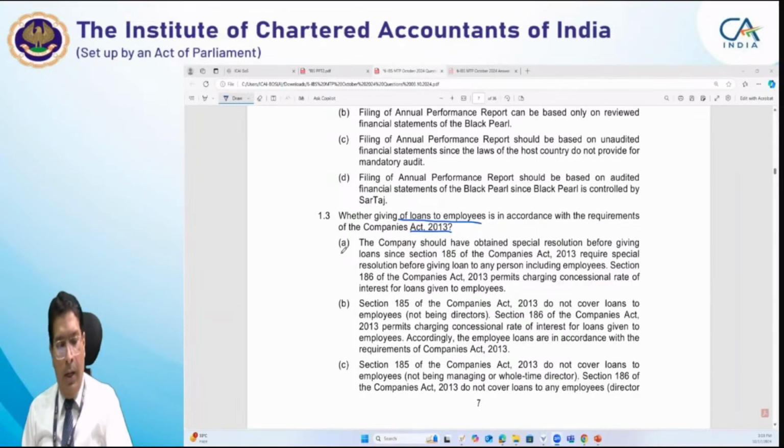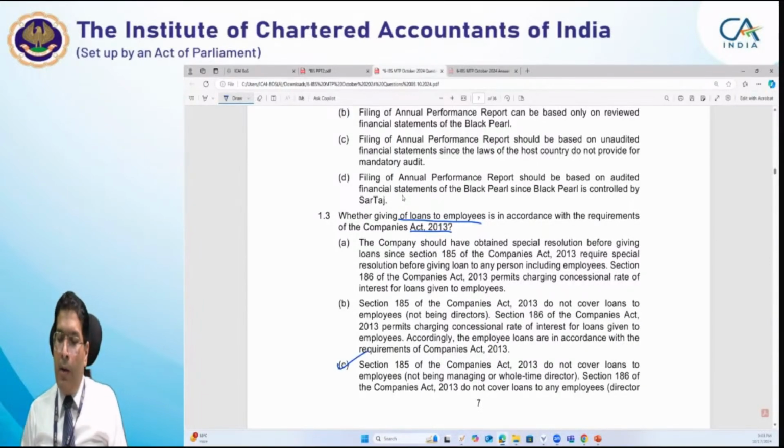Section 185 covers loan given to directors and any person in whom any director of the company is interested. Therefore, it is not for employees. Similarly, section 186 of the Companies Act, giving loans to employees are not covered. Therefore, section 185 and 186 is not for employees. Therefore, correct answer would be C.